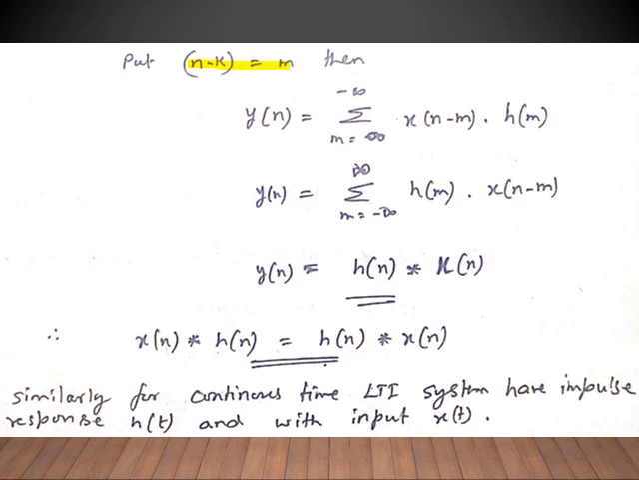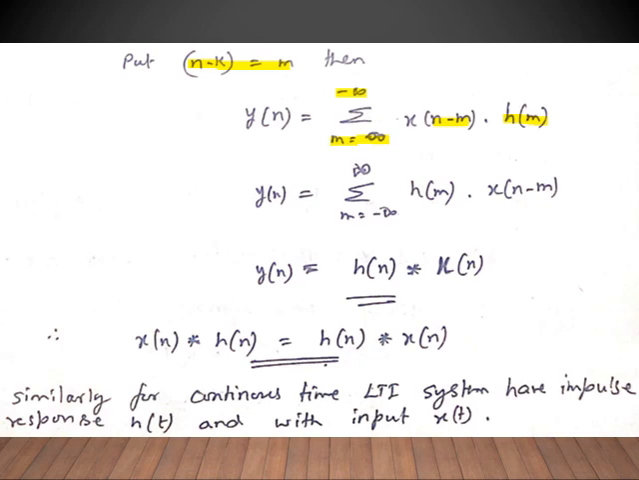So h of n minus k changes into h of m, and x of k, if I take it with respect to n and m, becomes x of n minus m. So the equation is now changed: y of n is equal to summation m equal to infinity to minus infinity x of n minus m into h of m. So what you are observing is the summation variable is changed from k to m, and the limits are changed: minus infinity in the lower limit changed into infinity, and infinity in the upper limit changed into minus infinity. These are the changes we made.